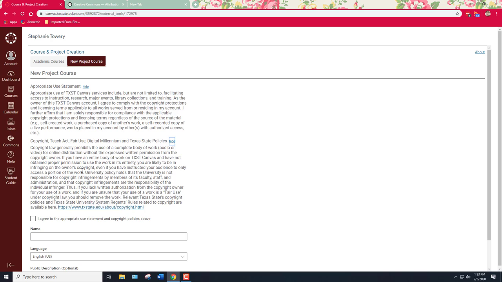It does say here that you are likely to be infringing, and that's a good statement. We don't really know. There are some exceptions. University policy holds that the university is not responsible for copyright infringements by members of its faculty, staff, and administrations, and they're the responsibility of the individual infringer. That's true, but because you are an employee of the university, it is ultimately responsible.